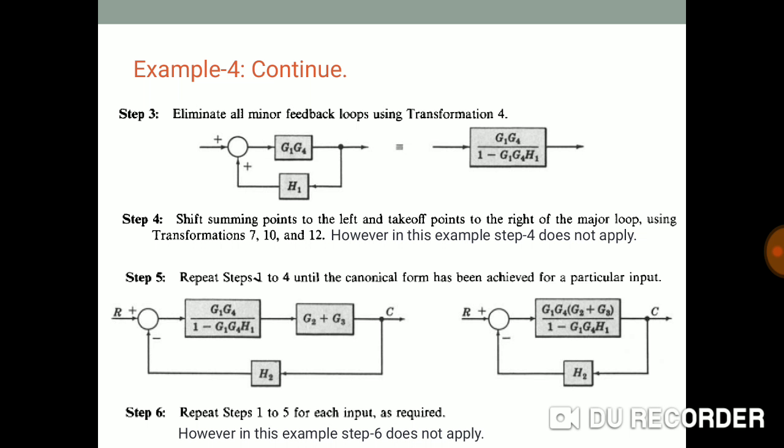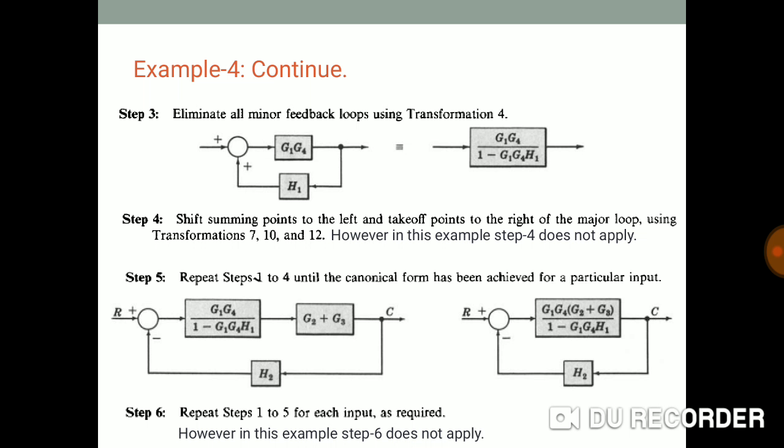Then we will shift the summing point to the left and the takeoff point to the right using transformation rules number 7, 10 and 12. Therefore we will repeat steps 1 to 4 until the canonical form is achieved. Once we get the closed loop transfer function for the feedback, that is G1 G4 divided by 1 minus G1 G4 into H1, then the next two blocks, which were in parallel, we have added, that is G2 plus G3. Now these two blocks are in series, therefore we have to take the product of them.